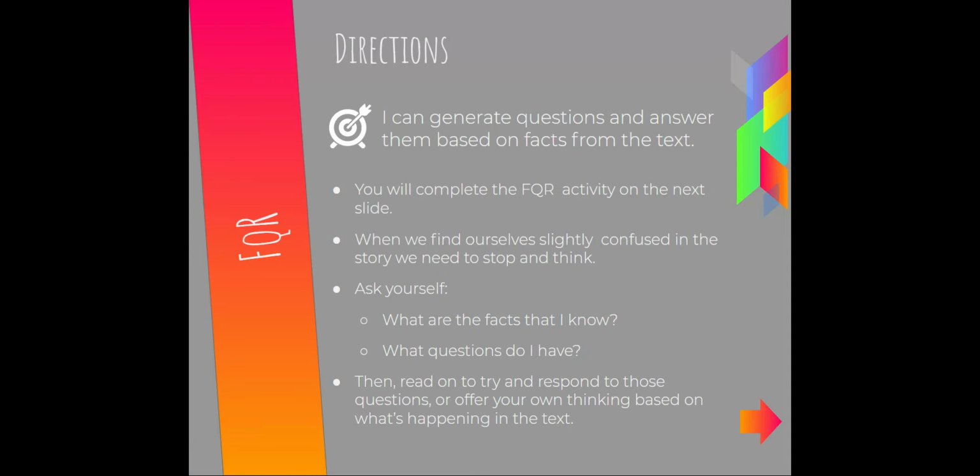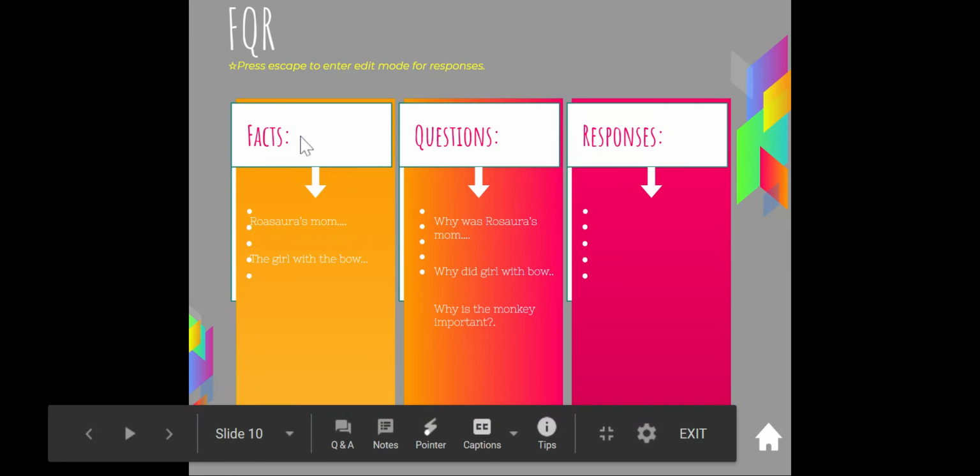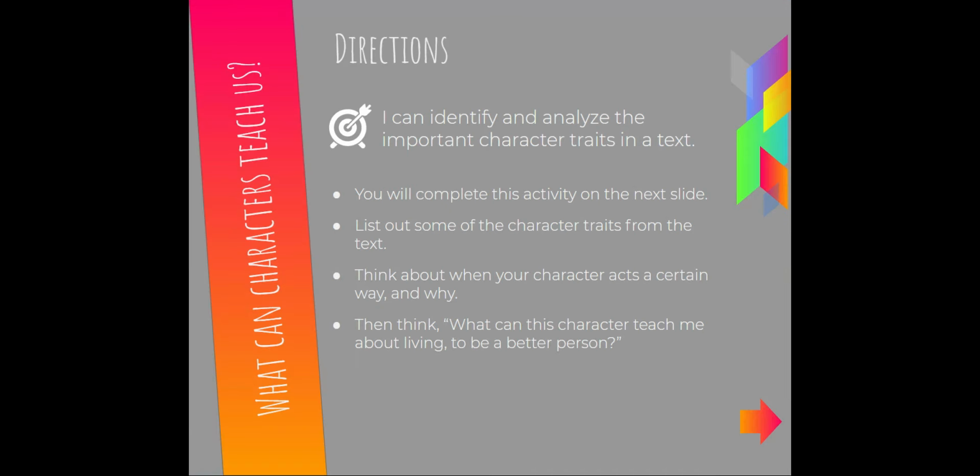Lesson 2. You will complete the FQR activity on the next slide. When we find ourselves slightly confused in the story, we need to stop and think. Ask yourself, what are the facts I know? What questions do I have? Then you try to read on and respond to those questions or offer your own thinking based on what's happening in the text next. FQR, facts. Facts about the story. Questions. Questions you have. Responses. How are you responding to both of those? Pretty self-explanatory.